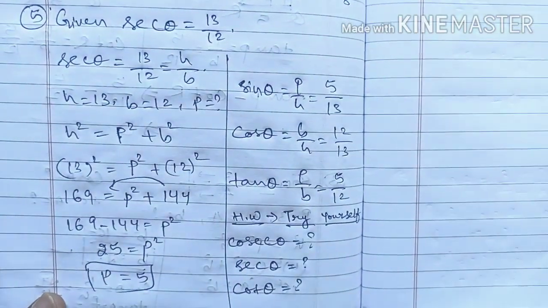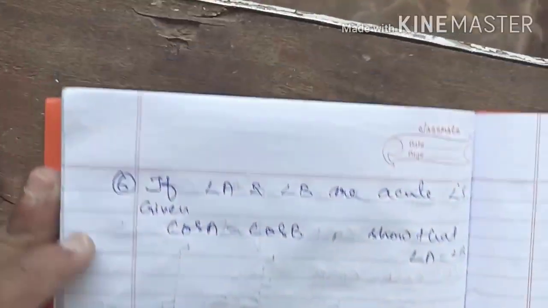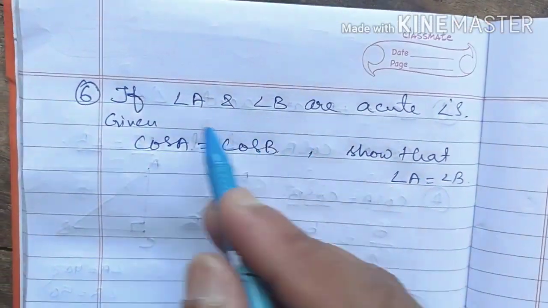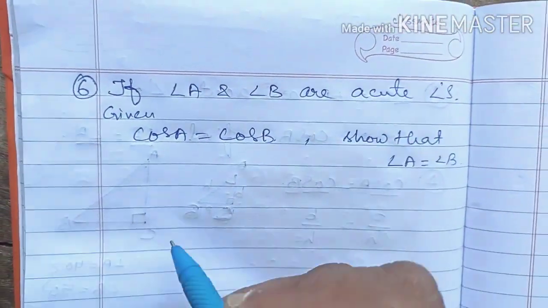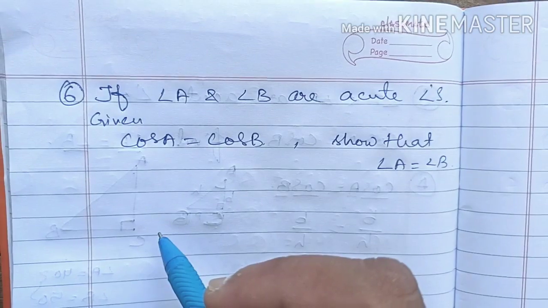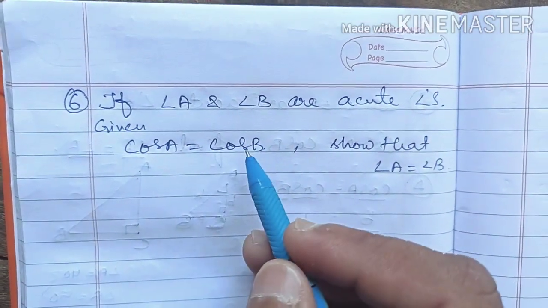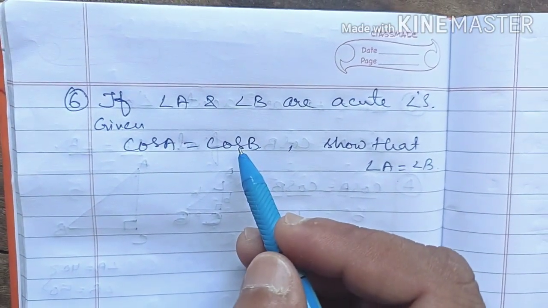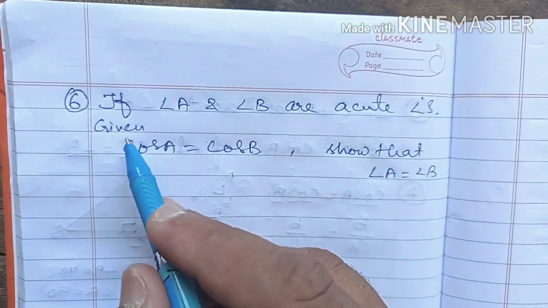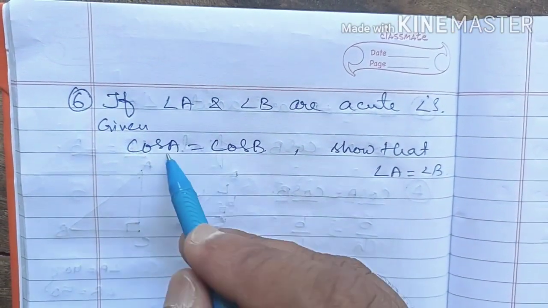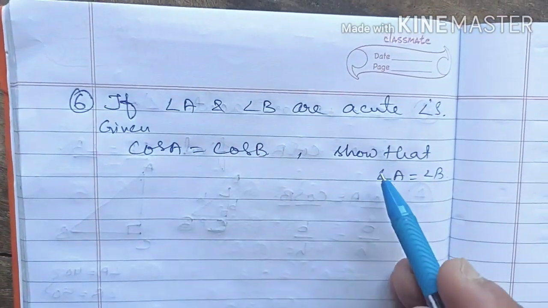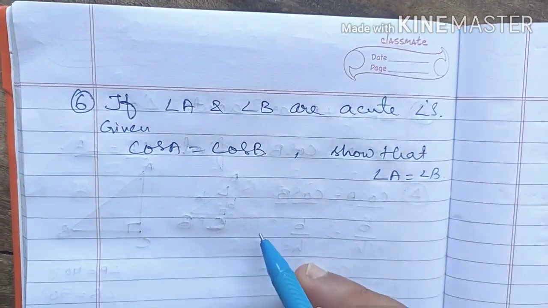Okay, now we will go to question number 6. Question number 6 says, if angle A and angle B are acute angles. Acute angles means these two angles will be less than 90 degrees. Any angle less than 90 degrees is an acute angle. And given cos A equals cos B, we have to show angle A equals angle B.